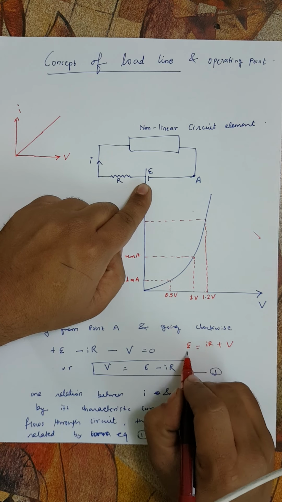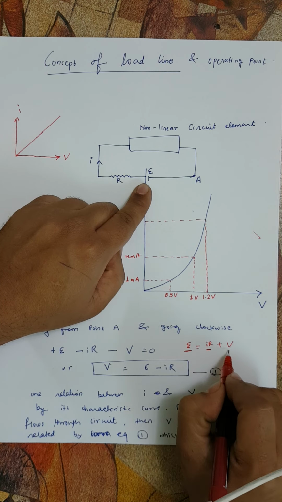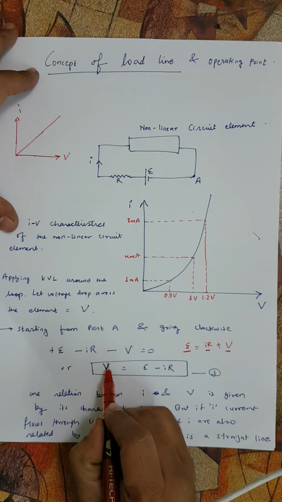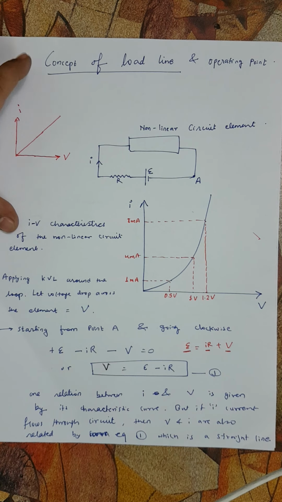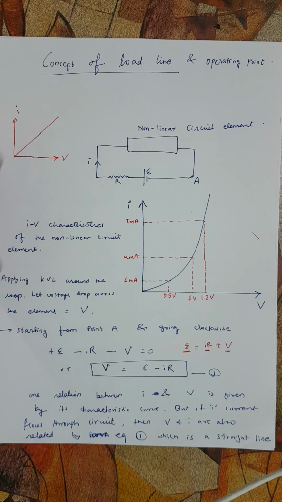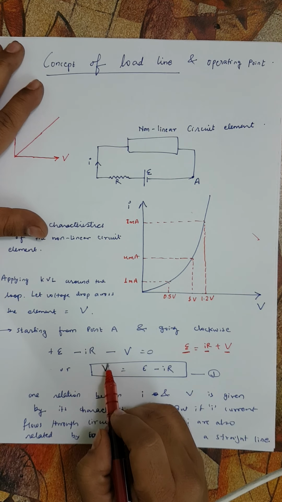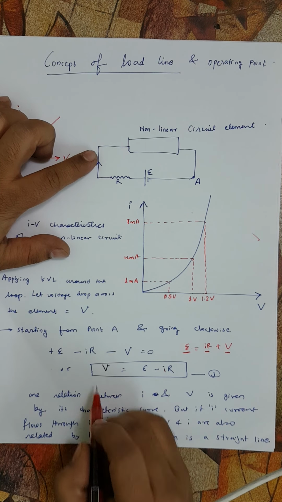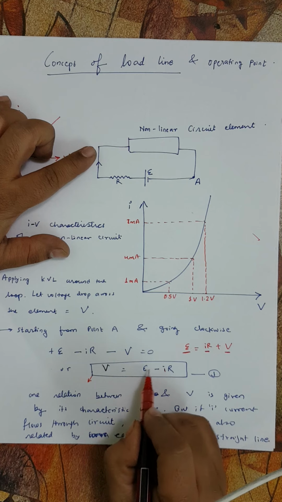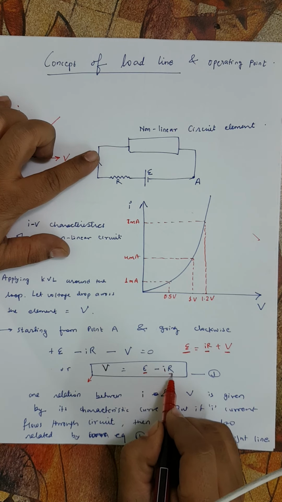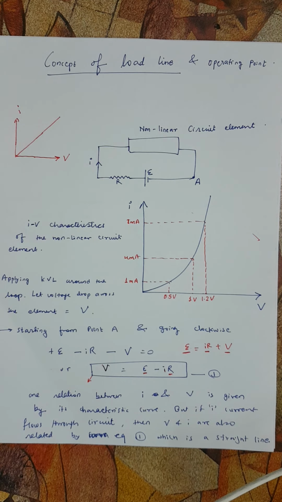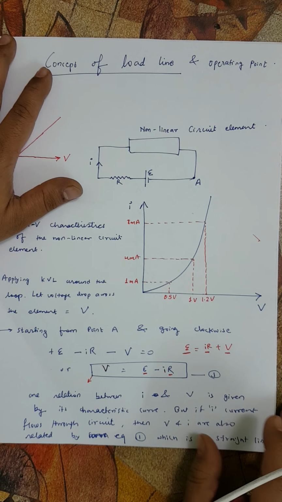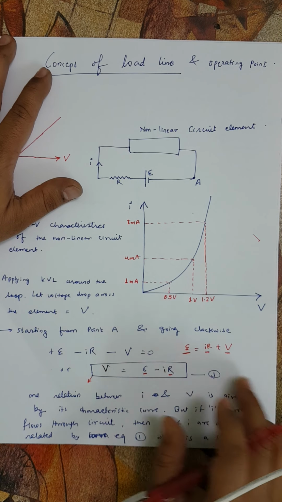So the total EMF of the battery is partially dropped across the resistor and partially dropped across the non-linear circuit element. Or we can say, if we transfer this here, V equals E minus IR. So what we get is a relationship between the voltage across the non-linear circuit element and the current through the linear circuit element, and this is the equation governed by the external circuit, which means what external EMF is applied and what external resistance is in series with this non-linear element. We can also see that this is a straight line, so what if we plot this straight line?